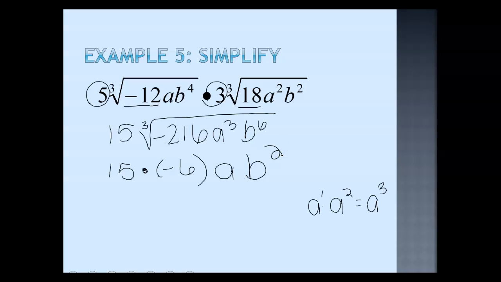And 15 times negative 6 is negative 60, negative 30, negative 80. Maybe. 80? Negative 90. Oh yeah, 60 and 30, 90, thank you. Dude, I was losing my mind for a second.